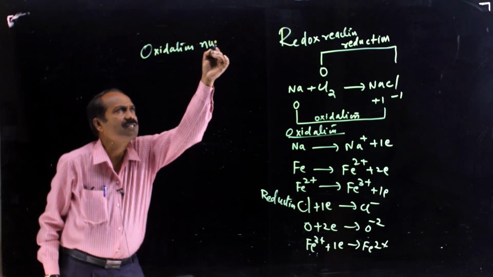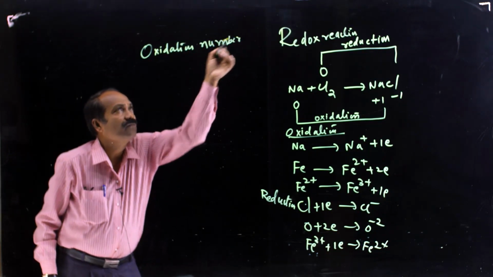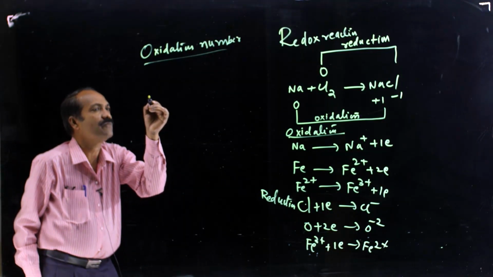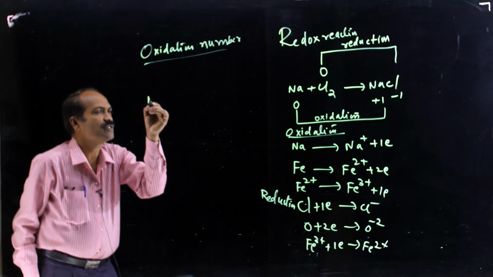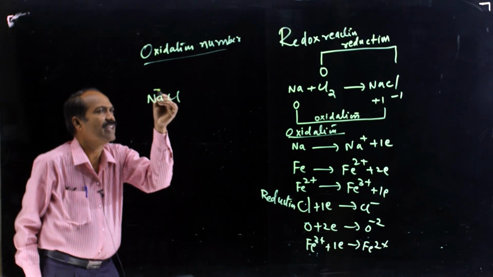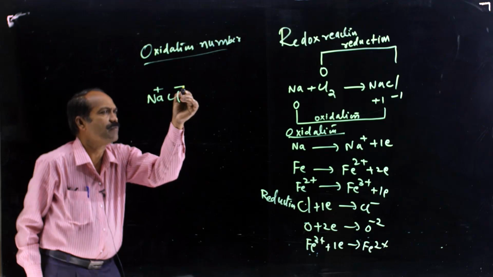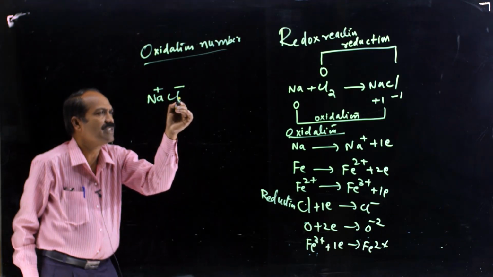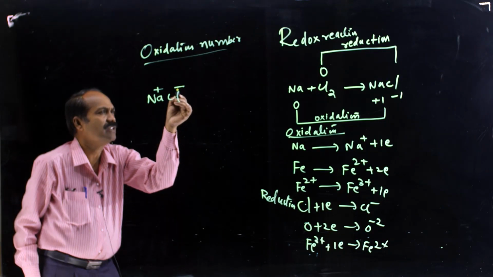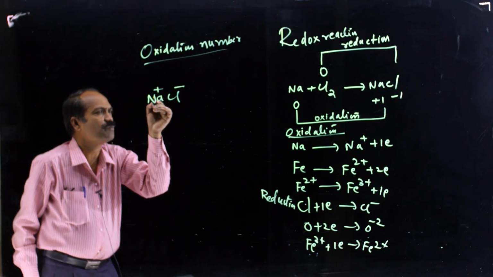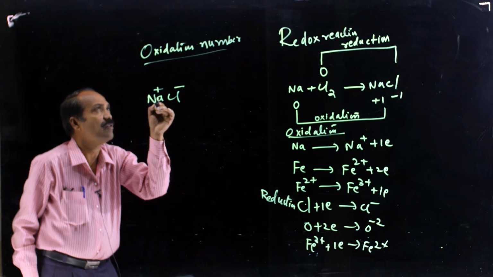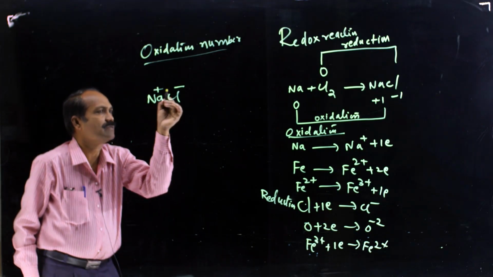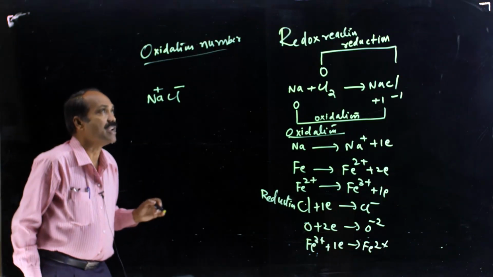Oxidation number means it is the charge possessed by an atom of an element. Like in sodium chloride, Na has plus charge, Cl has minus 1. Sodium has oxidation number +1, Cl has oxidation number -1. Therefore, the charge possessed by an atom of an element in a compound is called oxidation number. Sodium has oxidation number +1, chlorine has oxidation number -1.